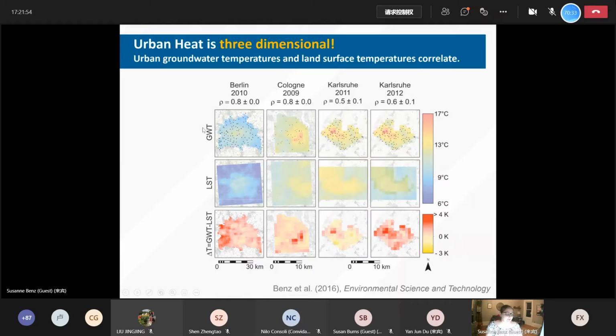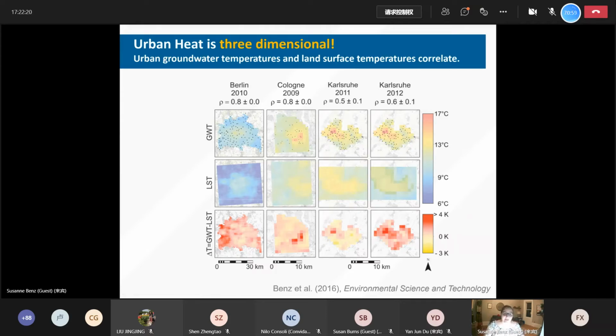In these 4 plots above here, these are groundwater temperatures. So we went into the field and measured groundwater temperatures at about 10 meters depth. Below here, you see the compared land surface temperature. These are satellite-derived temperatures of Earth. And you will notice both of these plots do show that city centers are a lot warmer. So urban heat in the subsurface and at the surface are correlated.